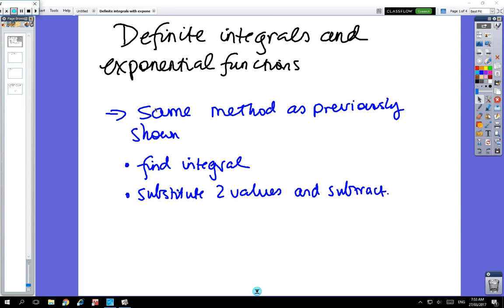Okay, so I was just making a video with some examples on definite integrals and the exponential function. The point I want to make is that it's the same method as previously with linear functions, sorry, not just linear, but algebraic functions. The steps are: you find the integral, then you substitute the values and subtract between the two. So let's have a look at some examples.